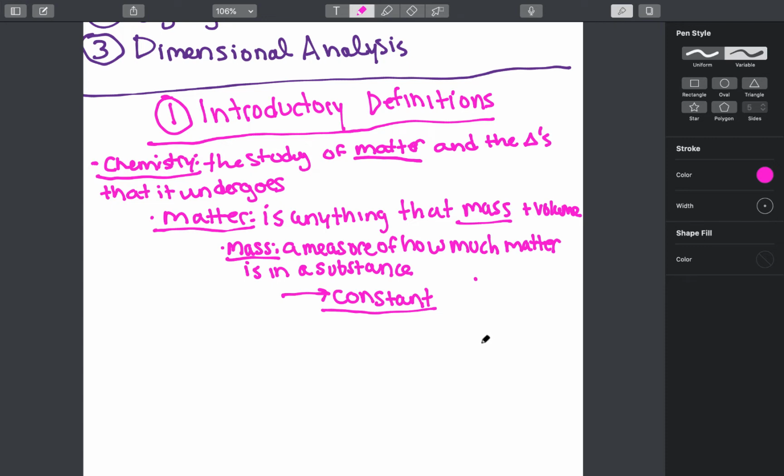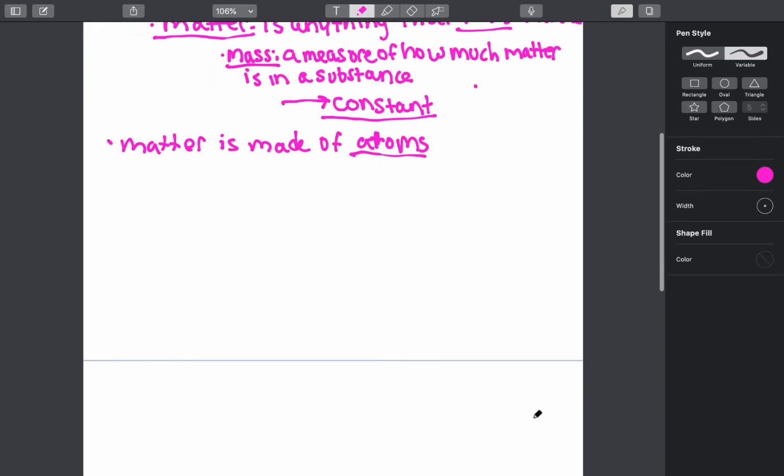So, what is matter made out of? Matter is made of atoms. So, atoms. You've probably heard this term before in high school or just by watching TV. What exactly is an atom?